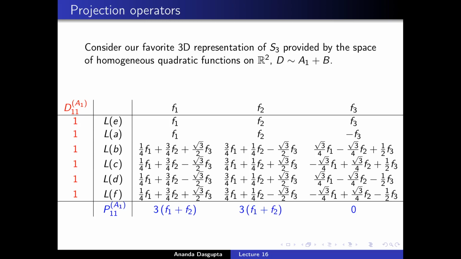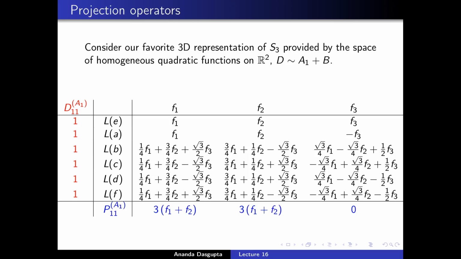We already knew that because we had already figured out earlier that if you look at F1 plus F2, which is the function which maps x comma y into x squared plus y squared, that is a function which will not change under the action of any one of these group operations because these operations are just reflections or rotations and none of these operations changes this value of x squared plus y squared.